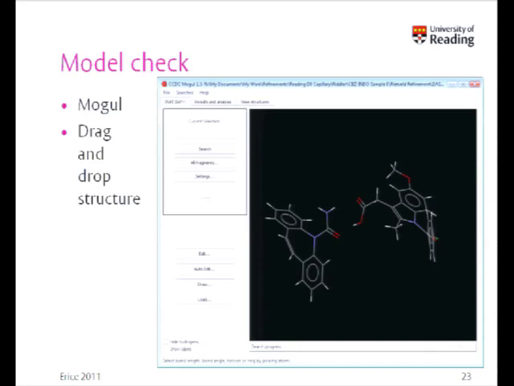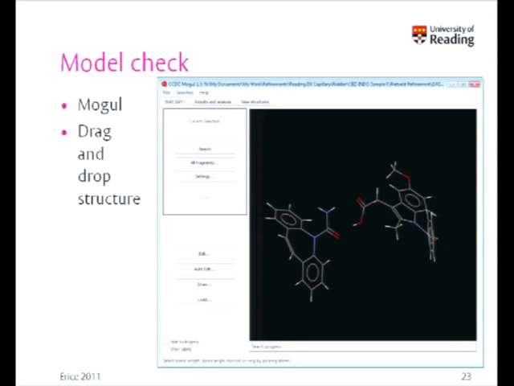I would say one of the most useful tools that I've come across in recent years is a program called Mogul, which is actually distributed along with the Cambridge Structural Database. And it really is a fantastic piece of software, both in terms of creation of models and also verification of models. So I won't go into it in detail. I've got it on the laptop if anyone's interested in seeing it in action.